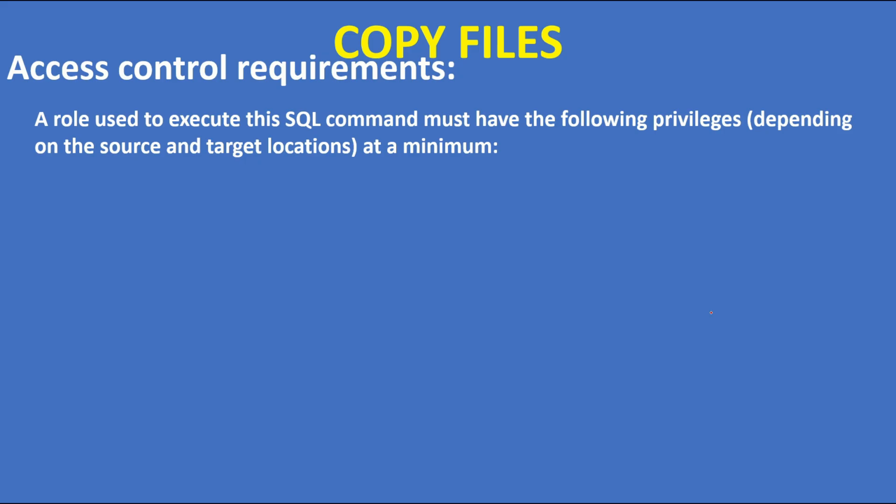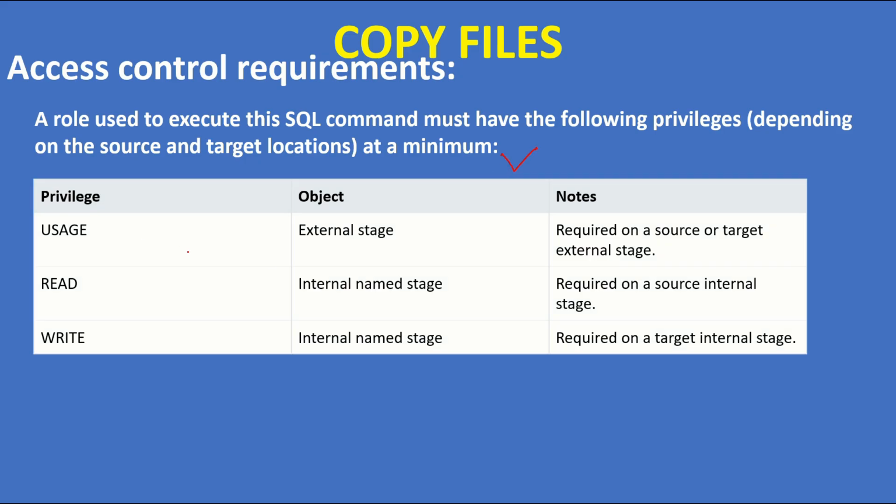Now, what is the access control required to run the copy files command? A role used to execute this SQL command must have the following privileges, depending on the source and target locations, at a minimum. Usage privilege on the external stage is required on a source or target, both. Read permission on the internal named stage and write permission on the internal stage. So read and write. With these three permissions we can perform it.